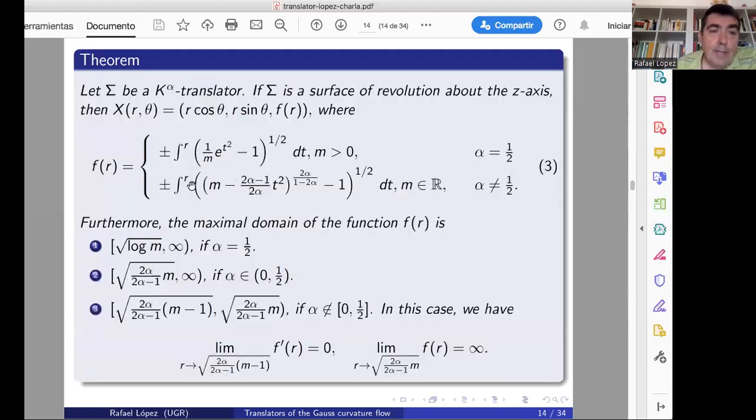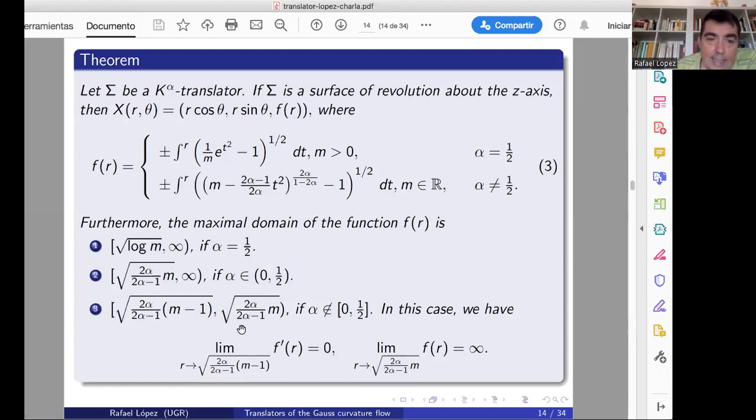Then this is the theorem. This is the parametrization of a rotational translator. If this is the parametrization, then F is this integral. Of course, it's not possible to get an explicit solution of the equation, but at least we obtain a first integration. If you compare with other cases, for example, when the mean curvature is constant, it's similar: you obtain a first integration. And this is the domain.